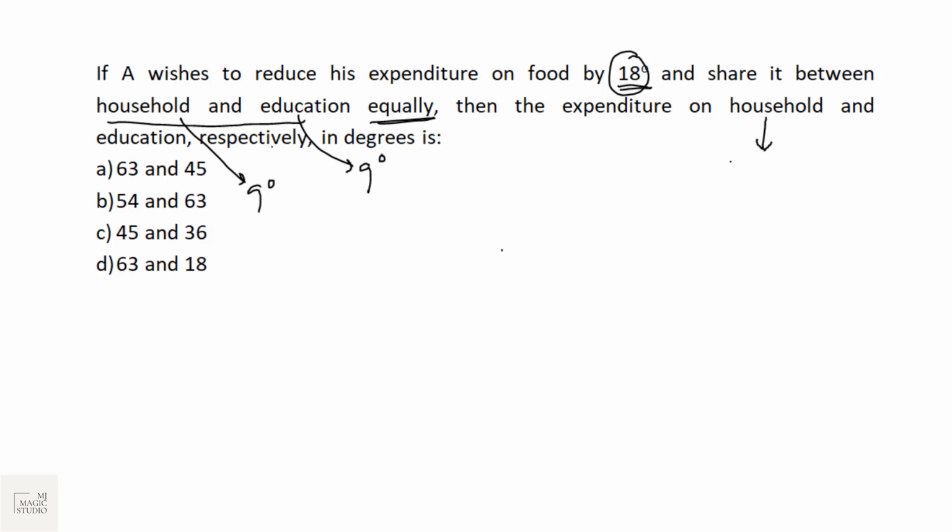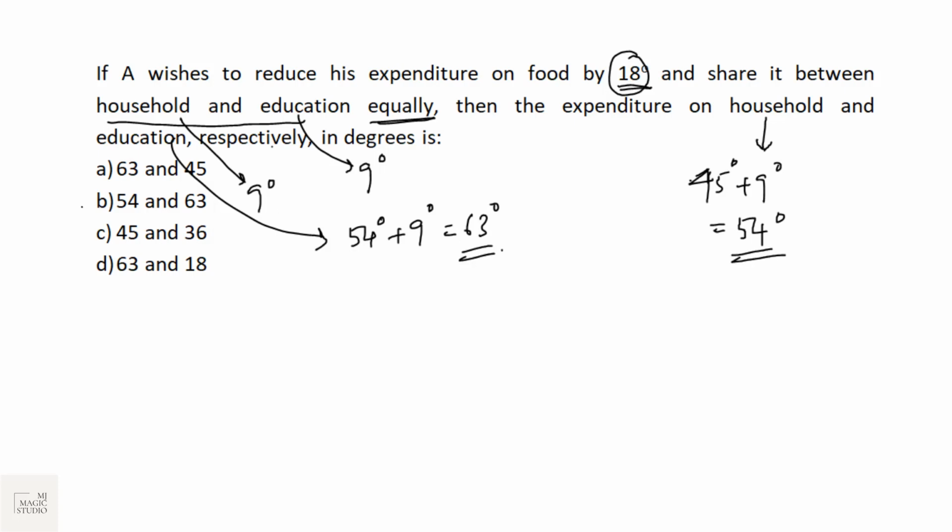Initially household expenditure was 45 degrees. So now 45 degrees plus 9 degrees will become 54 degrees. And education initially, as we are looking on the pie chart, was 54. 54 degrees plus 9 degrees is 63 degrees. So the answer should be 54 degrees and 63 degrees. That is in option B. Straight away, for this detailed type of question, just see, visualize and mark.